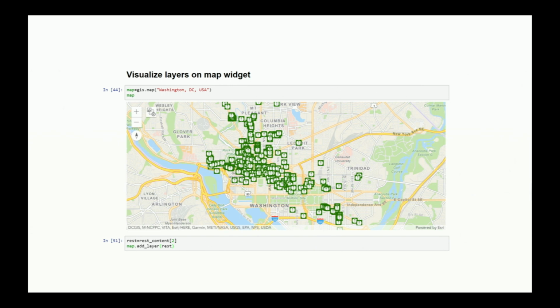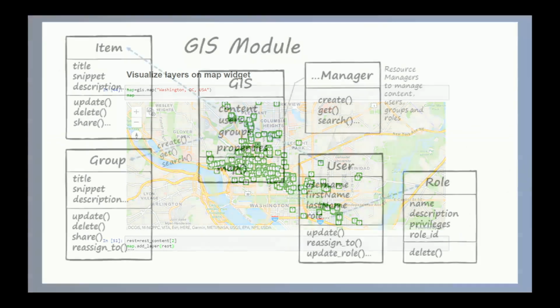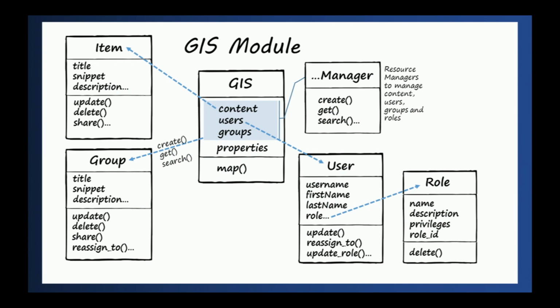But you can visualize layers on a map widget, right, and inspect that further. Very dynamic, coding on the fly. It's a pretty cool environment. So at the core of it, we have this thing called the GIS module, right? And then you can do content, users, groups, and then under that you have other classes and methods that you can use to grab items, update descriptions, share, delete content, create new groups, assign them, search for users, update users, assign roles, etc. It's all within that.